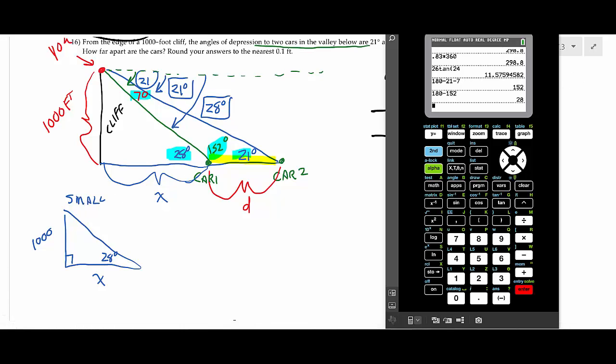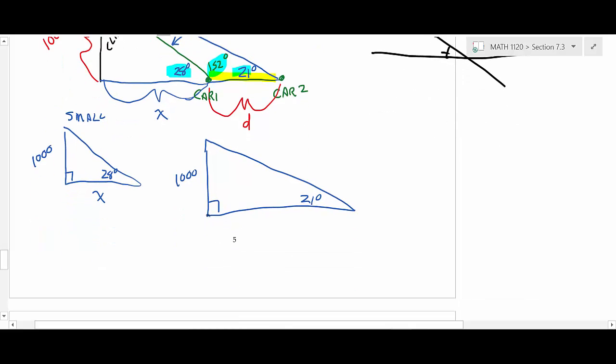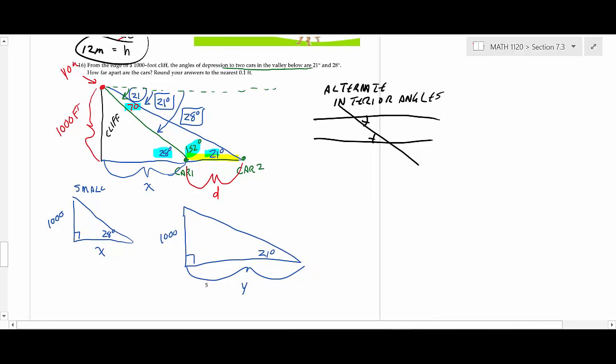Now I'm going to look at the bigger triangle, and that bigger triangle would go like this. We would still have 1,000 feet, a right angle, and now this angle would be 21 degrees, and then we could go ahead and figure that out. We could give that another variable name like that. Let me show you my thought process. This is the small triangle: 1,000, this, and 28. All it takes is 2 parts of the triangle to figure out the rest, other than the 90 degree angle. So we have an angle and a side, so we should be able to find x very easily.